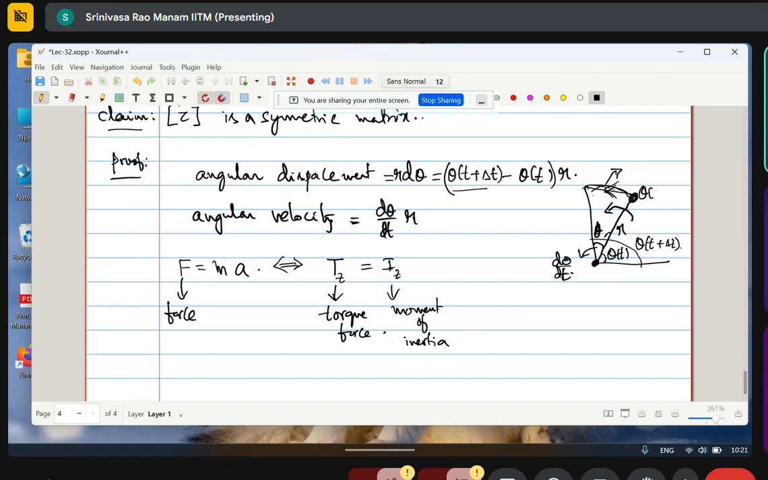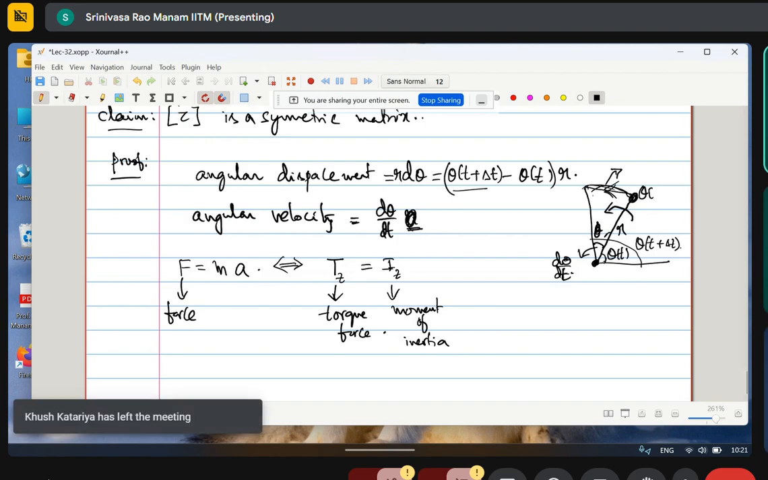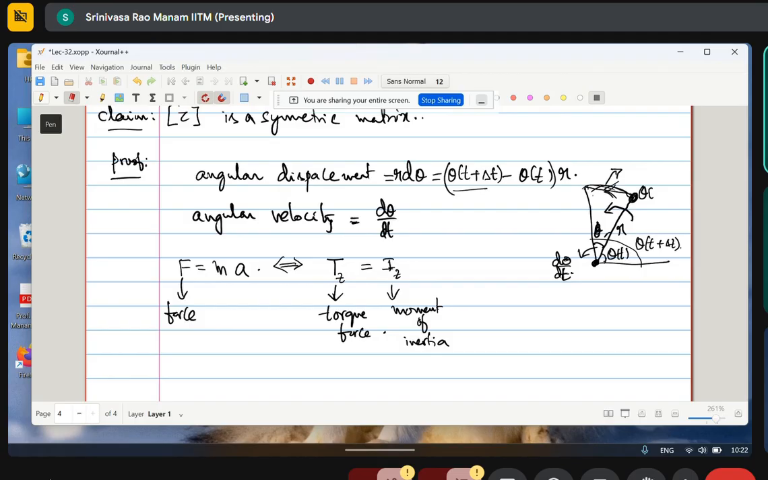Now I want angular, what do you call this now? Angular velocity, I think you will not have r. Displacement only will have r. So r gets cancelled here, so you may not have it here. You understand? Angular displacement is this. I think there is no such thing, no? Angular velocity.